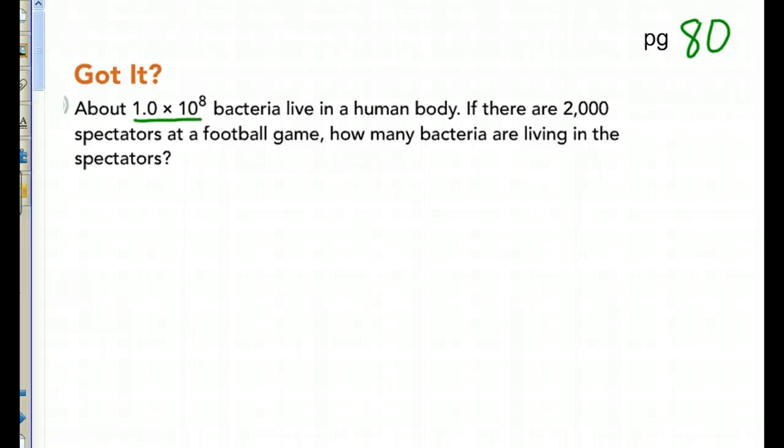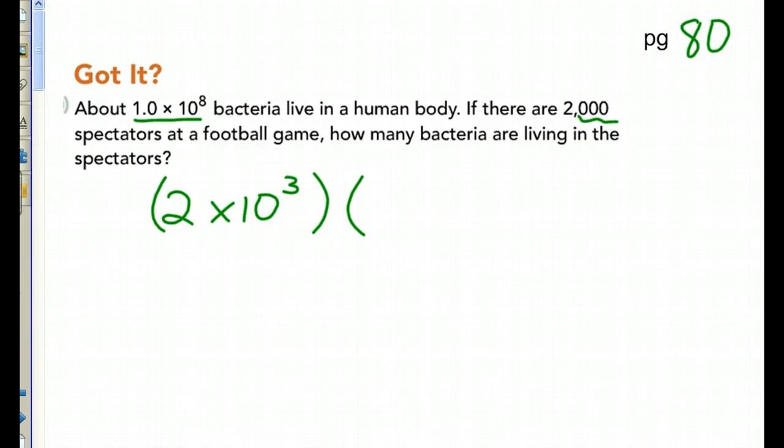It says about 1.0 times 10 to the eighth bacteria live in a human body. So that's a lot. That's like 1 with 8 zeros after it. If there are 2,000 spectators at a football game, how many bacteria are living in the spectators? So we're basically saying 2 times 10 to the what power? Third. That's how many people are at a football game. Now we're going to multiply that by how many bacteria are in each one of those bodies, which is 1 times 10 to the eighth. That is a lot of bacteria.